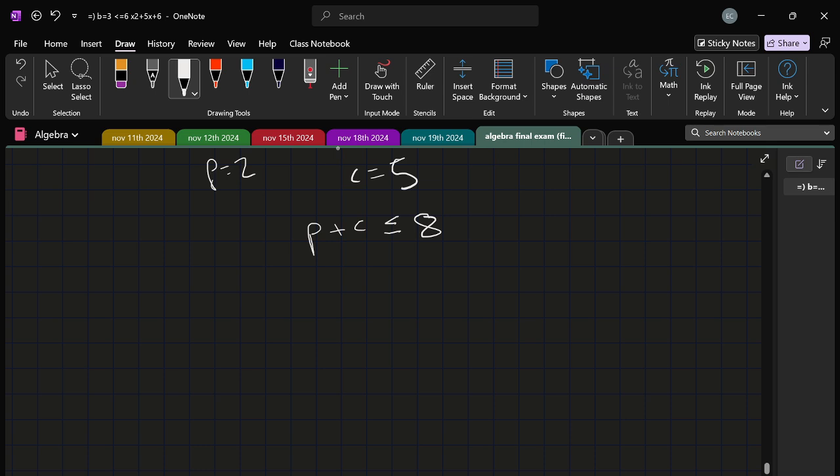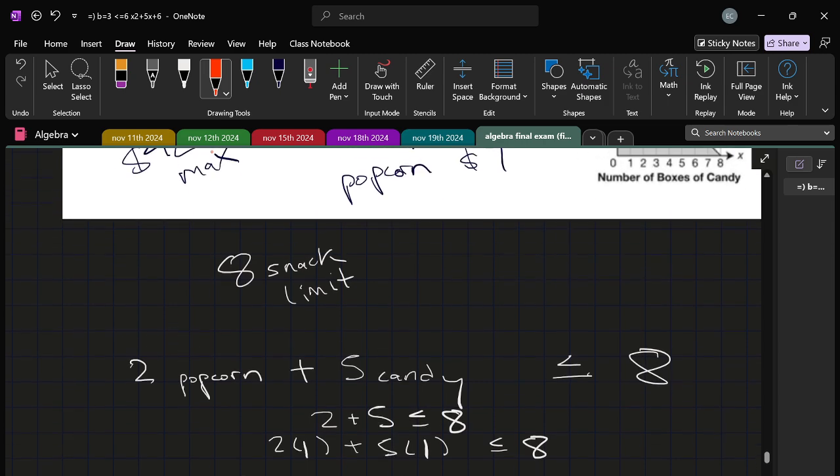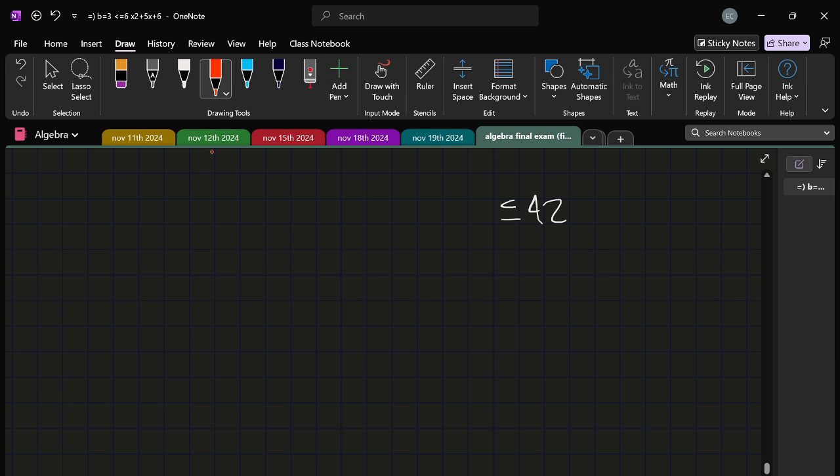And the second inequality, we know our limit is $42, so less than or equal to. And then let's just test one. Let's test 2 and 5 again, right? So popcorn costs $7, candy costs $4. So 2 times 7 plus 5 times 4. 2 times 7 is $14 plus 5 times 4 is $20, and that is less than or equal to $42.